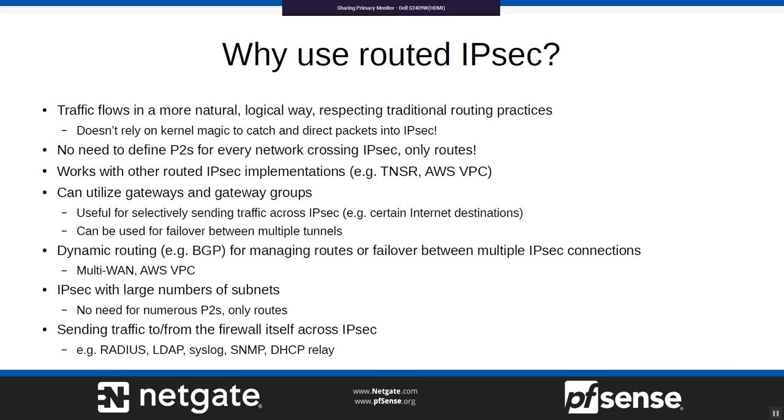You need to send a RADIUS query from the firewall over IPsec, fine. LDAP, fine. You need to forward syslog over IPsec, that works too. Hit SNMP from remote, that's fine too. DHCP relay should work now, and it didn't before. All of those things are a possibility now because it will see these routes and source this traffic from the IPsec interface going to the other side.